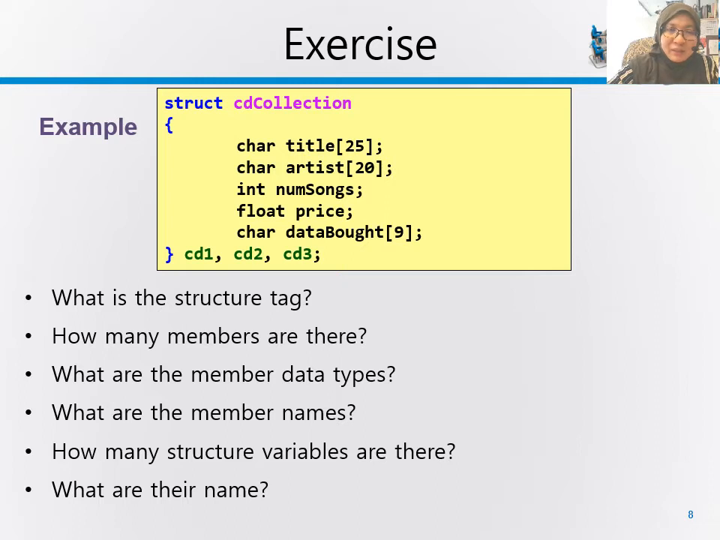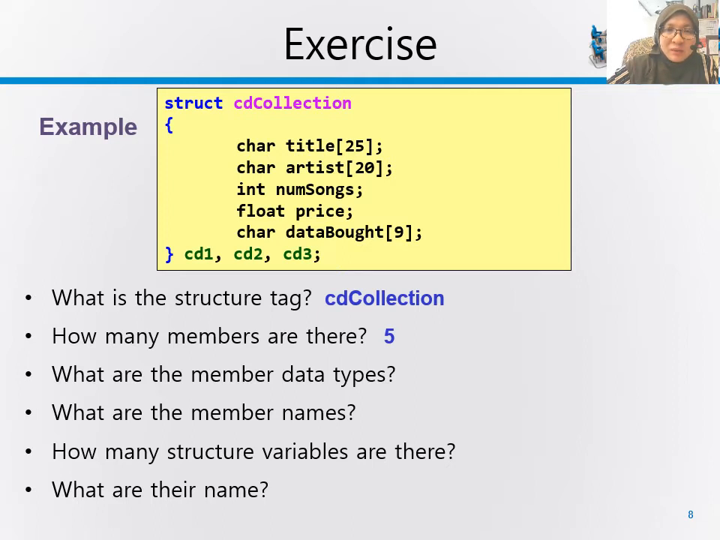Let us see the answer for each of these questions. What is the structure tag? What is the name of the structure tag? It is CD collection. Then how many members are there? Members means how many variables are there. We have 5 in total: the character title, the artist, number of songs, price, and data bot.